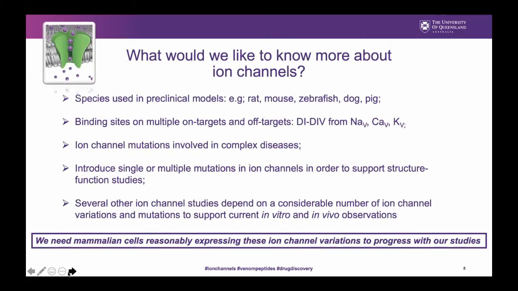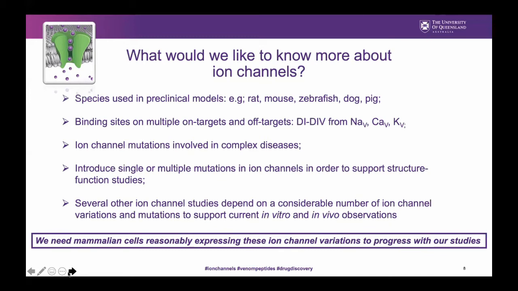So in summary, what would we like to know more about ion channels? Current questions evolve around the property of ion channels in species used in preclinical models, for example, rat, mouse, zebrafish, dog, pig. What are the binding sites of modulators on multiple on-targets and off-targets, for example, which domain 1 to 4 from sodium, calcium, and potassium channels these modulators bind?